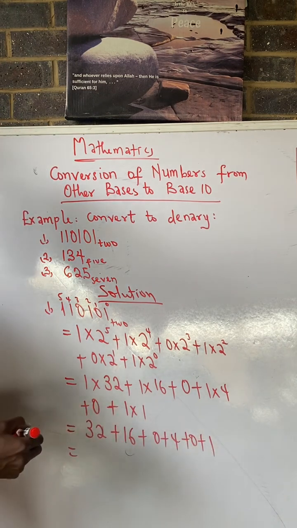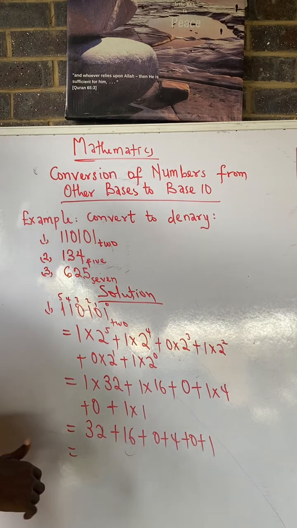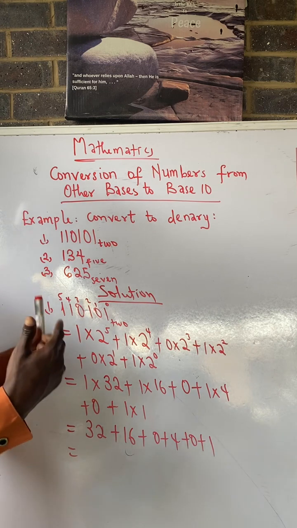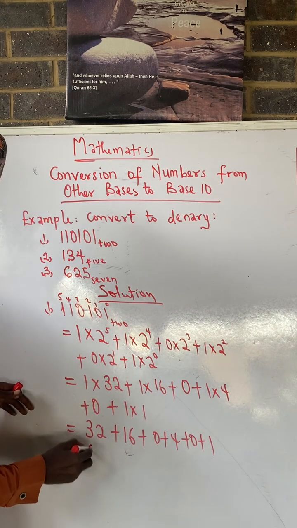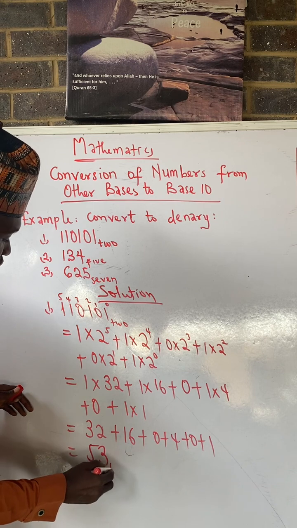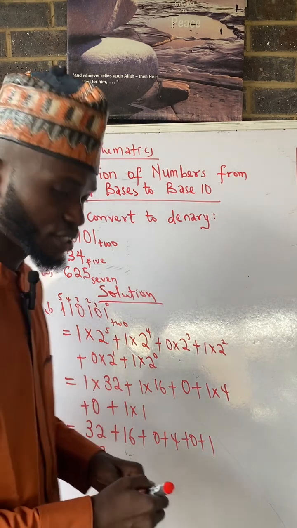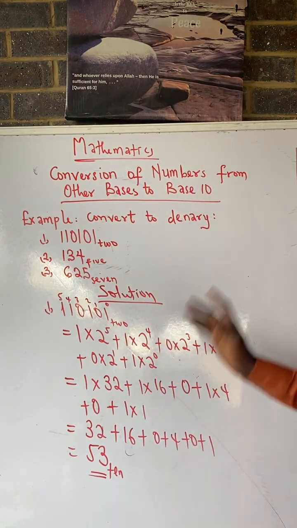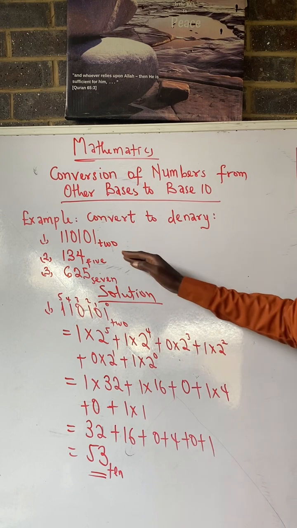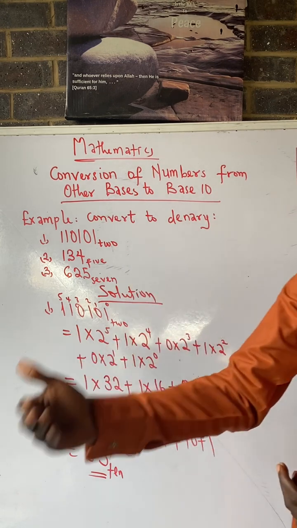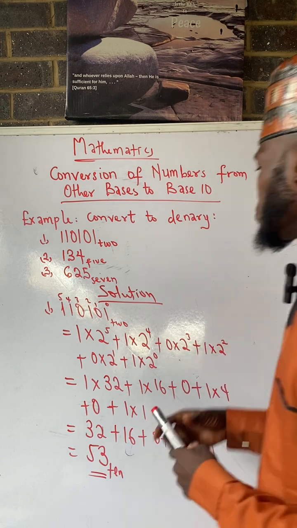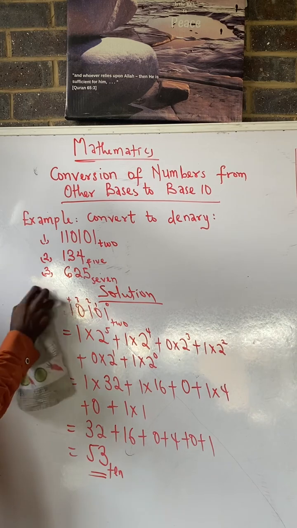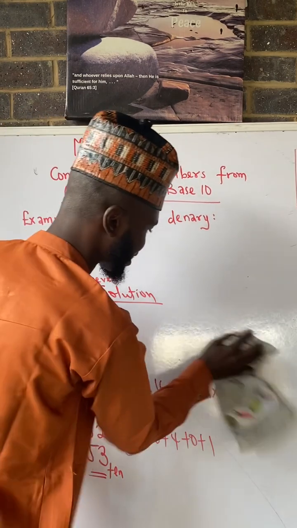Now let's add. 32 plus 16, that's going to give me 48. 48 plus 4, that's going to give me 52, plus 1. Everything is 53. Now, then we indicate base 10. So, this ends the first question. Now, we have to look at the second question. We will follow the same way to solve the second question. Let me clear off the first question and move to the second question, following the same pattern.